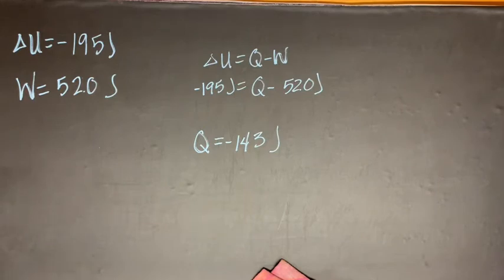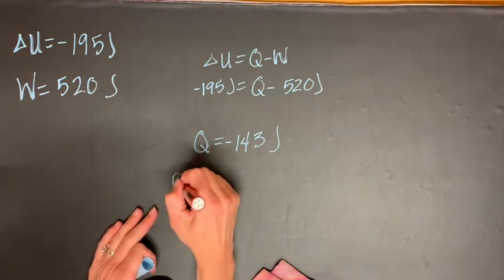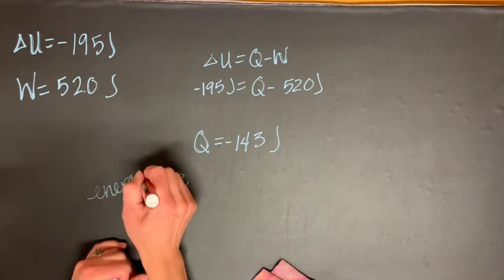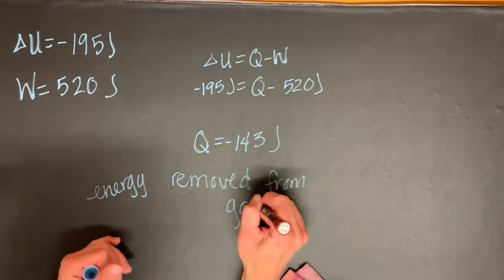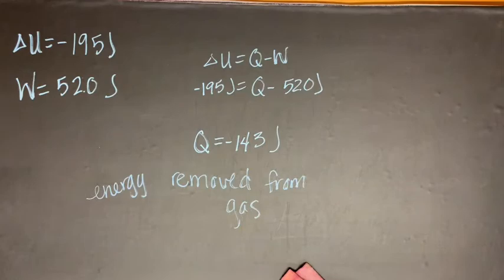Our decrease in internal energy is negative 195 joules, and this is work done by the gas, so it has a positive value of 52 joules. When we put everything in, we know our change in internal energy is equal to our heat, subtract our work done, and we end up with Q equal to negative 143 joules. Now it's negative, which means this is energy that is removed from our gas. So go ahead and do the next few. They're extremely simple.